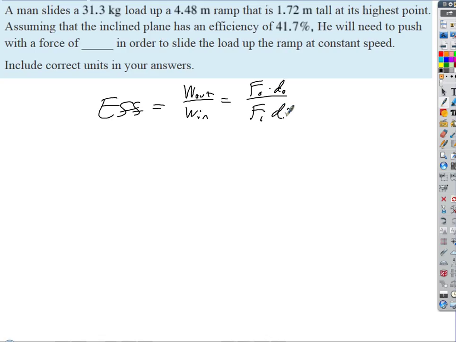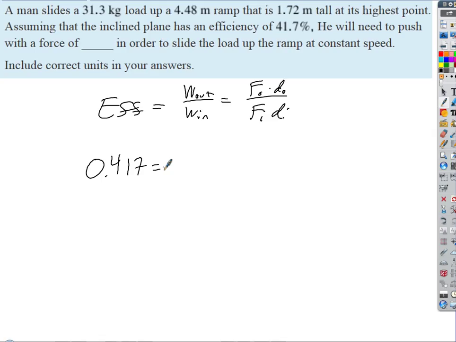So let's fill in the blanks. Let's set up an equation. What's the efficiency? The efficiency is 41.7 percent. Okay, but how do I write that? 0.417 equals. Okay, what's the output force? Do we know that, or is that something we're trying to find? Oh, that's what we're trying to find. Everybody agree with that? Anybody want to disagree with that?